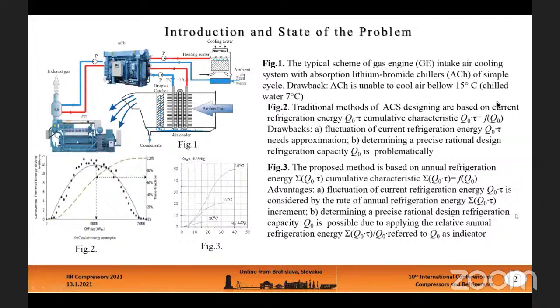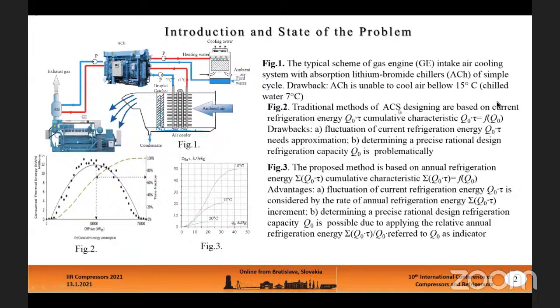The typical scheme of a gas engine intake cooling system with an absorption lithium bromide chiller of a simple cycle is presented in this picture. The drawback of this system is that the absorption chiller is unable to cool air below 15 degrees centigrade because of the chilled water temperature of about 7 degrees centigrade.